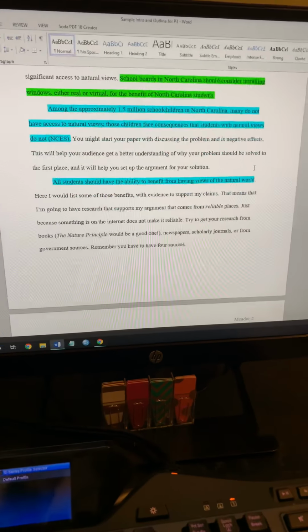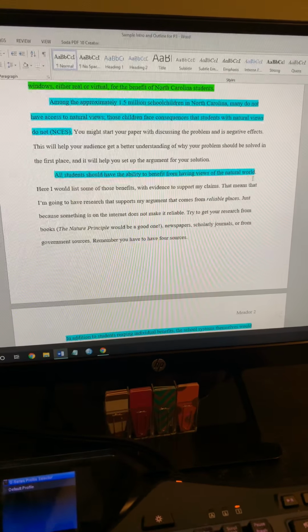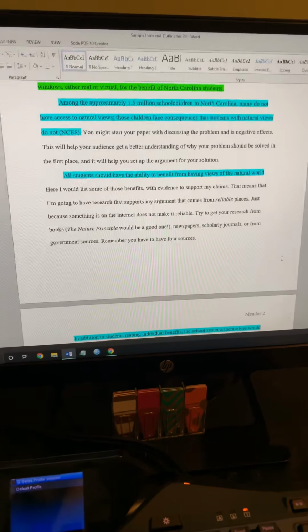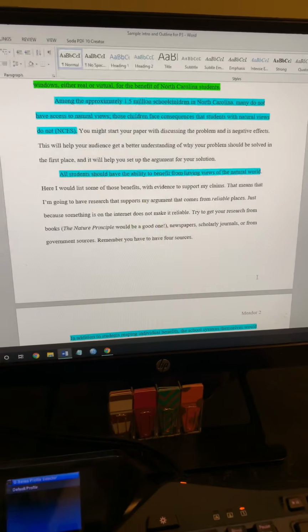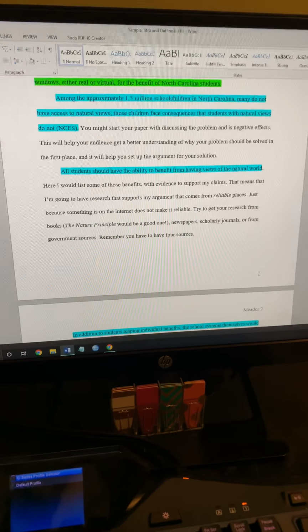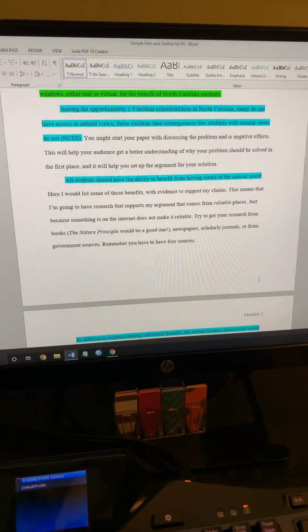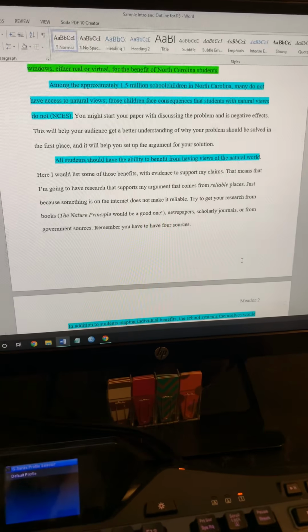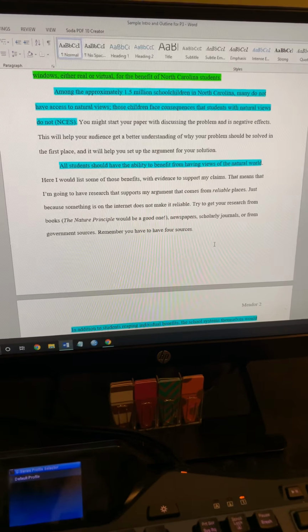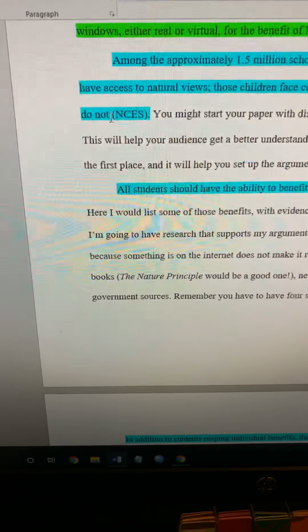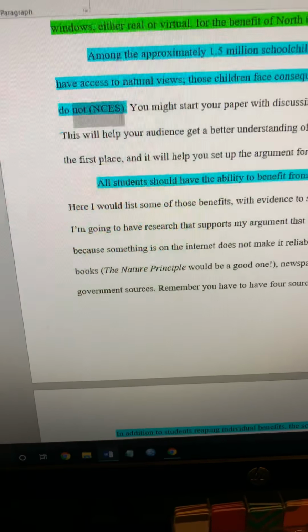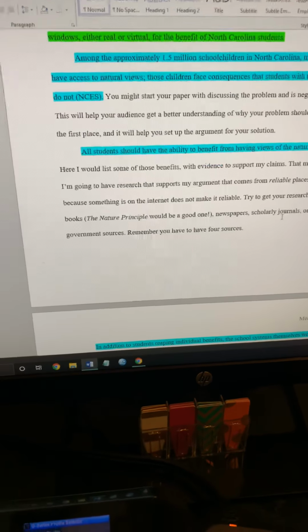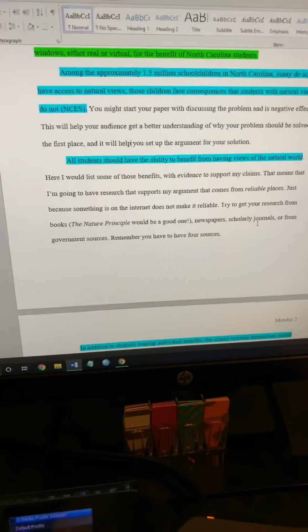Okay, so moving into our first paragraph. So the way that I did this is basically I'm giving you topic sentences for each of these paragraphs, and then I'm explaining what you would do in your version. So I say approximately 1.5 million school children in North Carolina, among the approximately 1.5 million, many do not have access to natural views. Those children face consequences that students with natural views do not. Notice I've got a citation here as well. This is from an online source that doesn't have page numbers, which is why I don't have a page number listed there, and it's a government body, so I've given the abbreviation of that government body. I'll show you the works cited when we get to that.